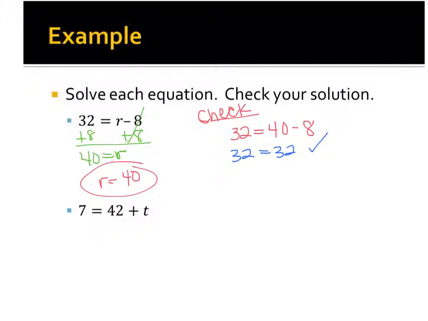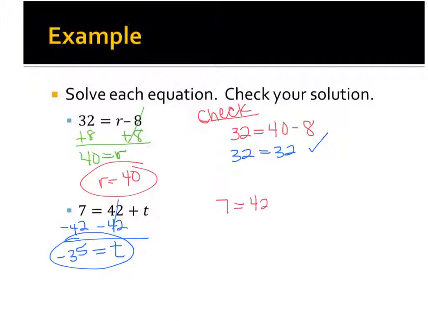All right, last one here we're going to do in this section. 7 equals 42 minus t. I'm going to subtract 42 from both sides, because that's how you get rid of that 42 to get t by itself. 7 minus 42 is going to be a negative 35. So that's my solution. My check, I want to see 7 equals 42 plus a negative 35, or you could say minus 35. 7 equals 42 minus 35 is 7. There we go. If your directions say check, I do expect to see a check.